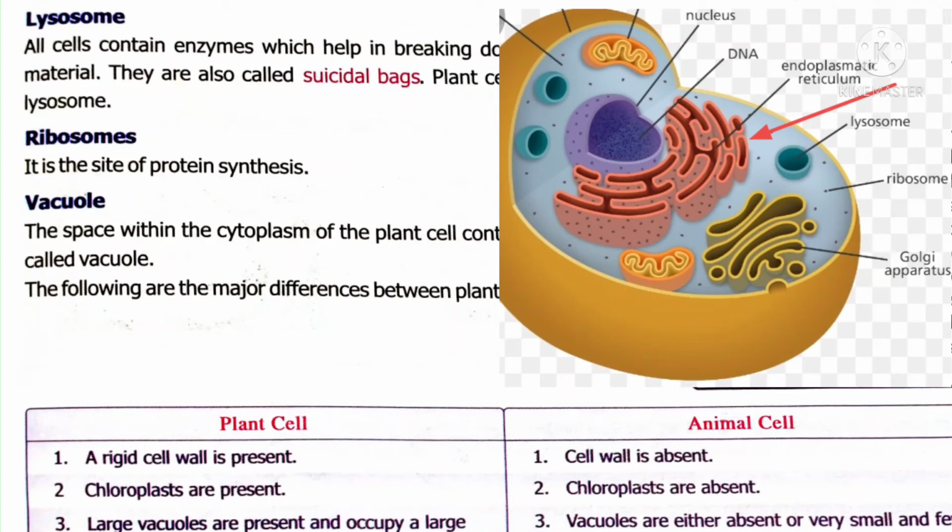Why is it called rough endoplasmic reticulum? Because ribosomes are attached to its surface. That is what it looks like, a rough surface, so it is called rough endoplasmic reticulum. This endoplasmic reticulum is a site of protein and lipid synthesis. That means this organelle produces protein and lipid molecules which are useful for the formation of the cell membrane.